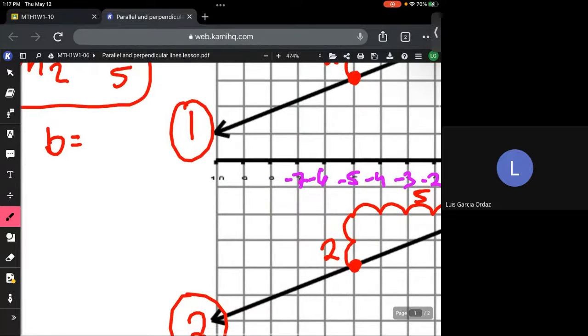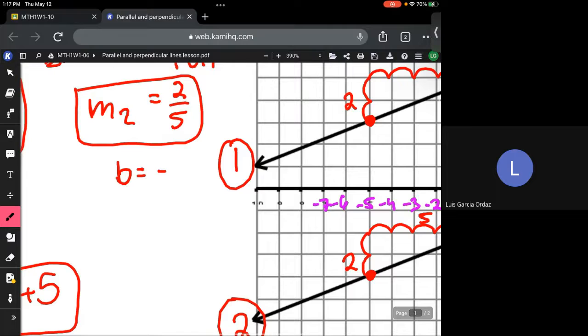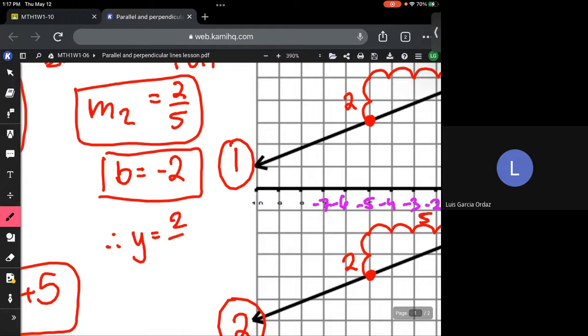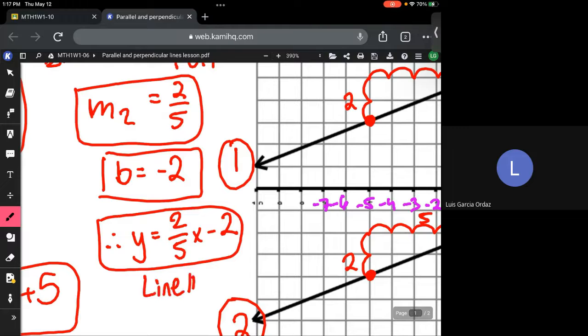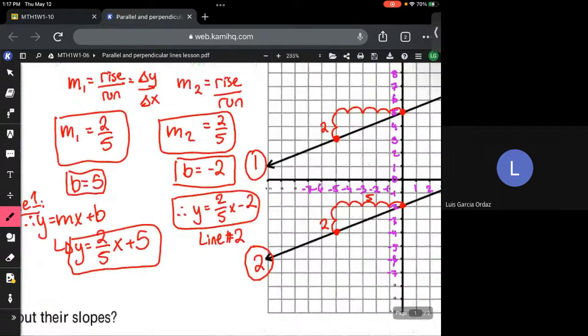So, David, what would the equation of line 2 be? So you have our m is 2 over 5 and our b is -2. So what would it be in y is equal to mx plus b? Y is equal to 2 over 5x minus 2. So this is for line number 2. So I'm going to keep that up.